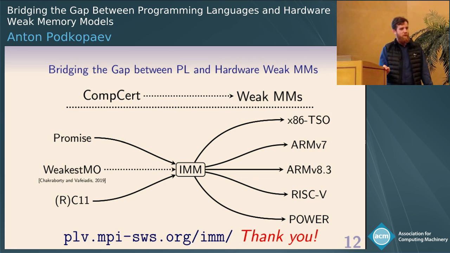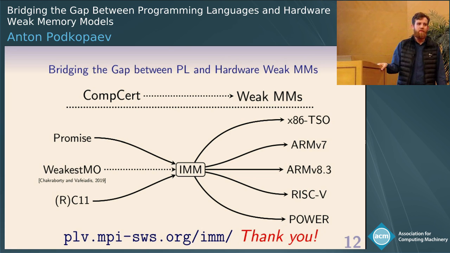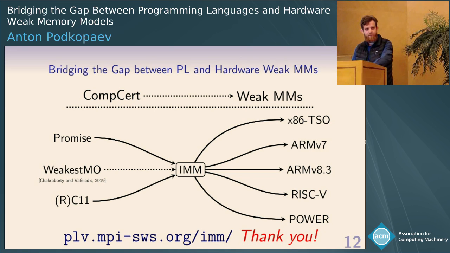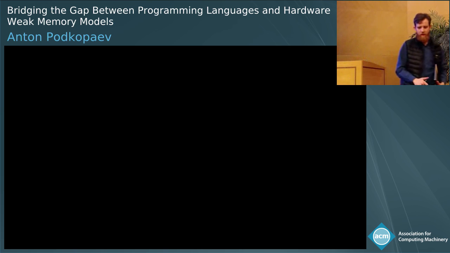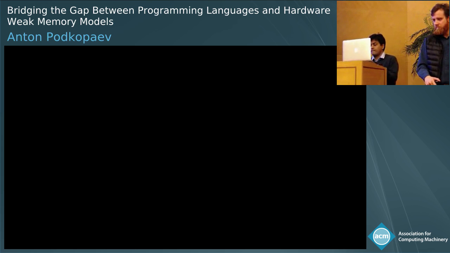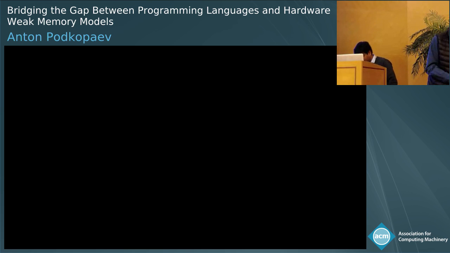Does anyone in the room have a question? Can you tell us a bit more about this IMM model? How come you have found such a generic abstraction of all the weak memory models? There is a lot of similarity between memory models, and, sorry, let me answer it offline.